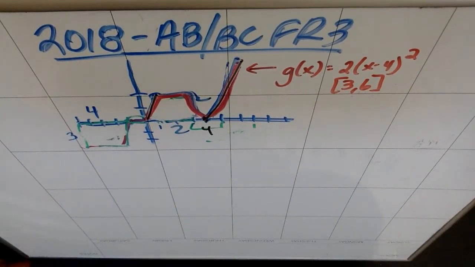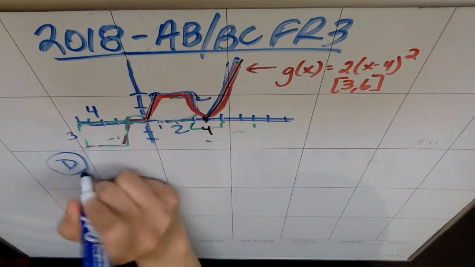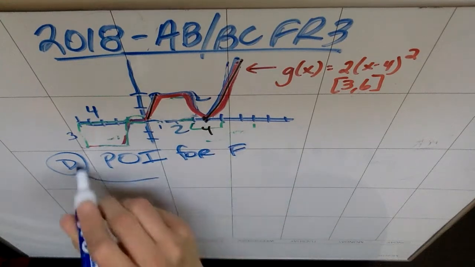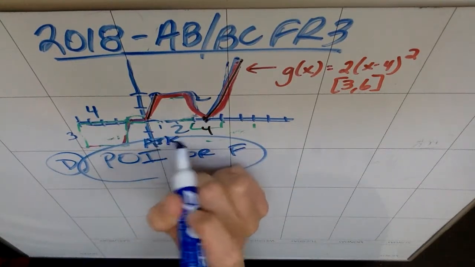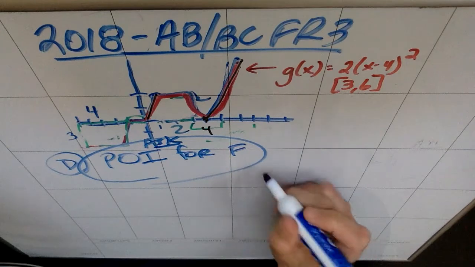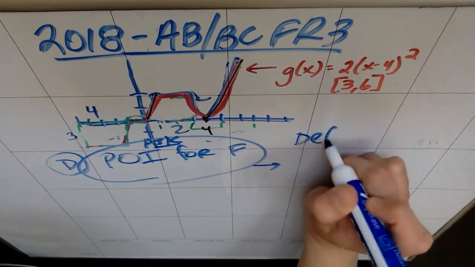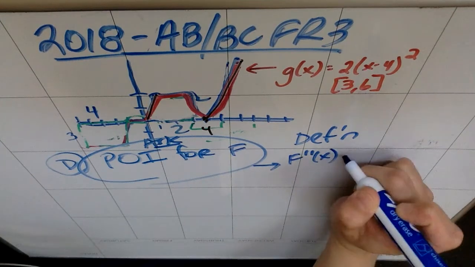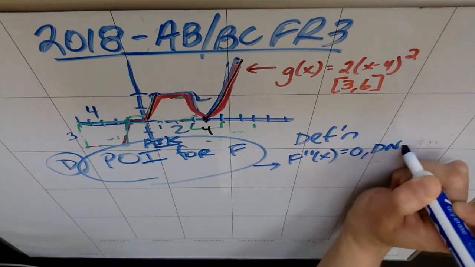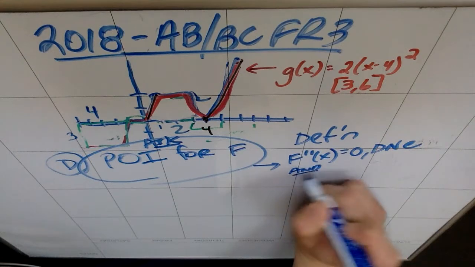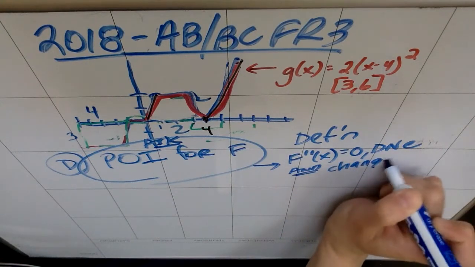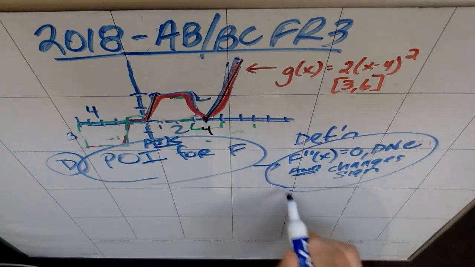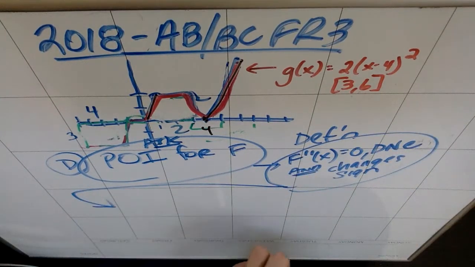So for part D, we want points of inflection for f. That's the thing you're asked. So then in your flowchart, you're going to say, okay, that's the thing you asked me for. What is the definition of that? Well, the definition of a point of inflection for f is that f double prime of x equals 0 or does not exist, and changes sign. So we want it to change sign from positive to negative or negative to positive. So that's the definition.